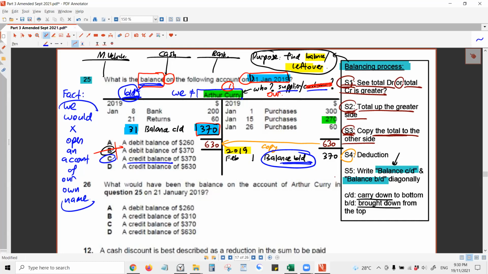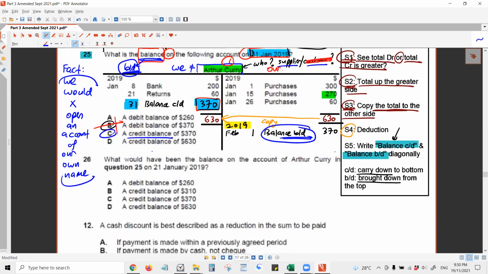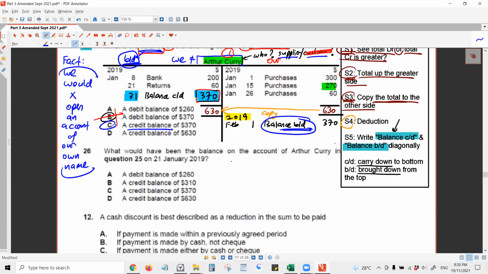So that's one way to know which is the answer. Focus on balance BD. Balance means balance BD. The other way of determining whether the answer is B or C, whether you have a debit or credit balance, is to see which side is greater. If debit is greater than the credit, you have a debit balance. If the other way around, credit is greater than the debit, you have a credit balance.